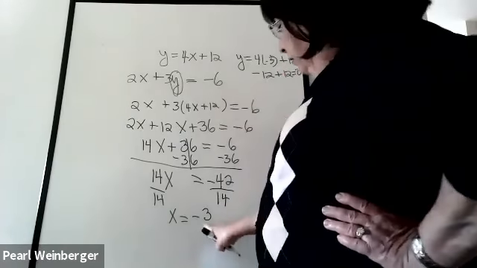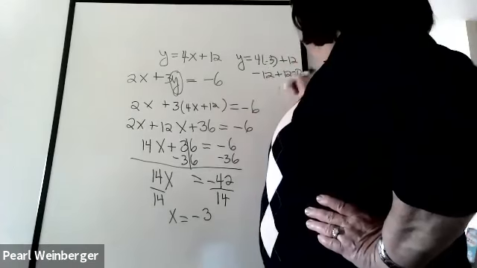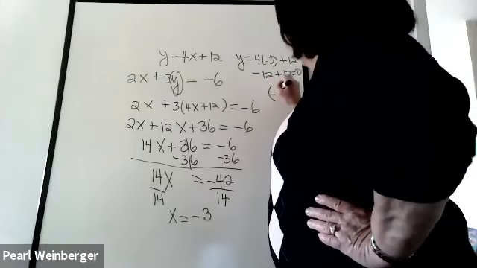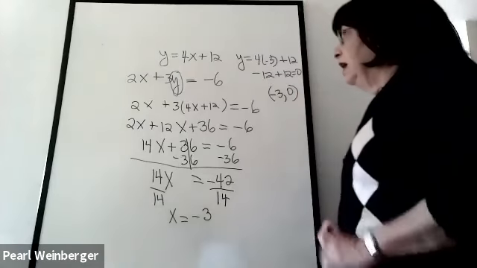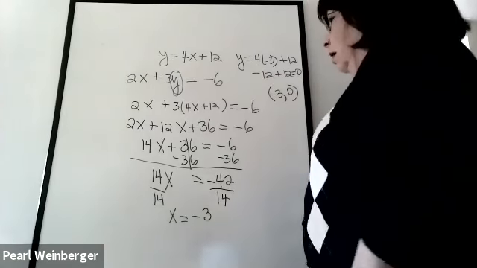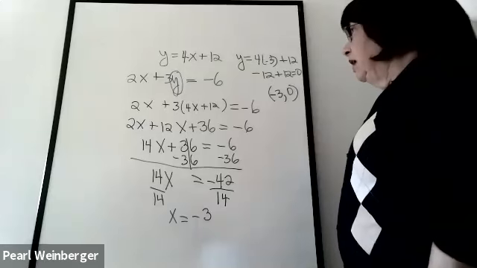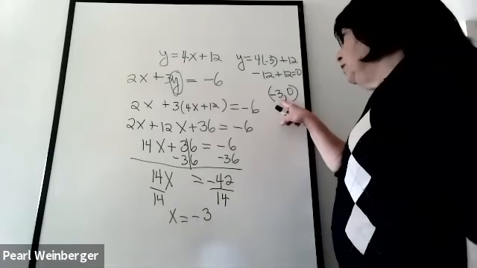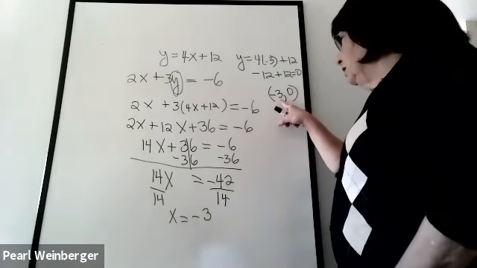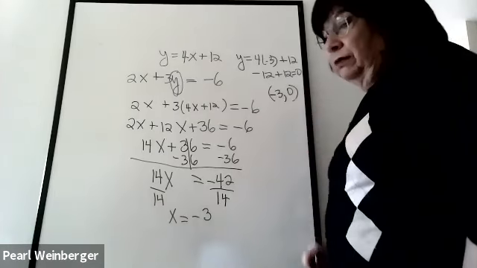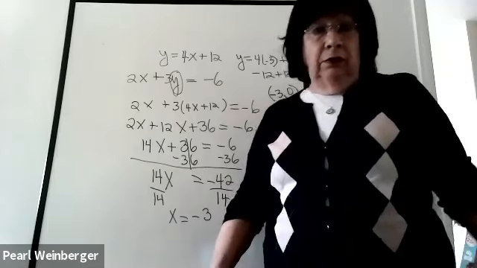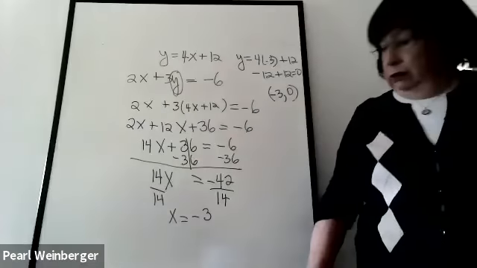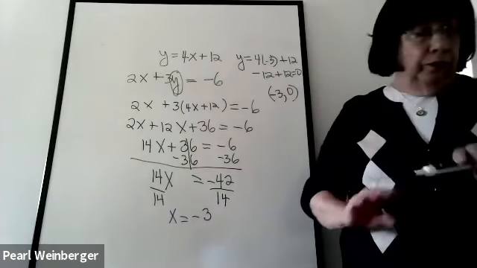So I know my x is negative 3, my y is 0. Here's my solution: negative 3, 0. If I would have graphed this on a piece of graph paper, those two lines would have met on the x-axis at negative 3, 0. There's nothing wrong with getting one of your answers equaling 0. Does anybody have any questions?